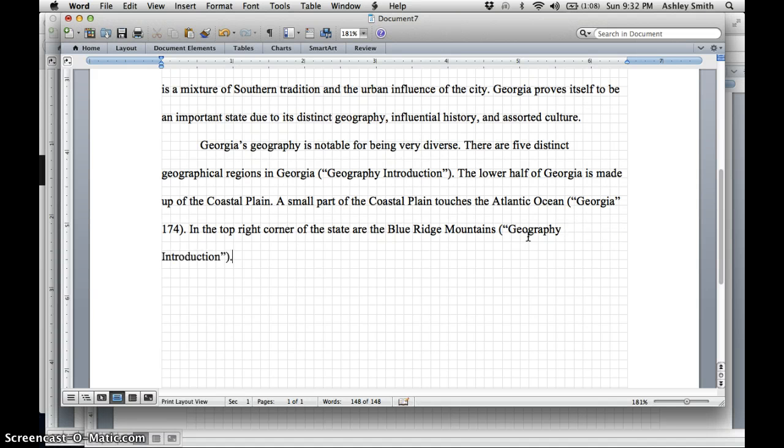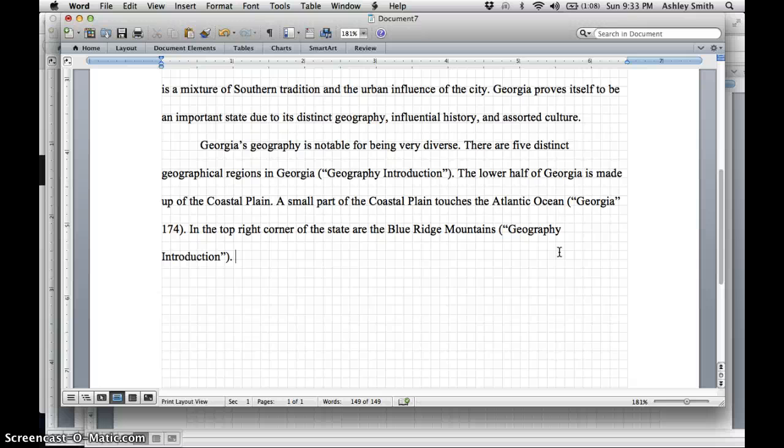Okay, now you might think this is a little bit repetitive, because we've already mentioned the geography introduction article up here. But because we inserted a different source in between, we have to mention geography introduction again. Remember, you need to tell your reader exactly where each piece of information came from. So every time you give a fact, you tell where it came from.